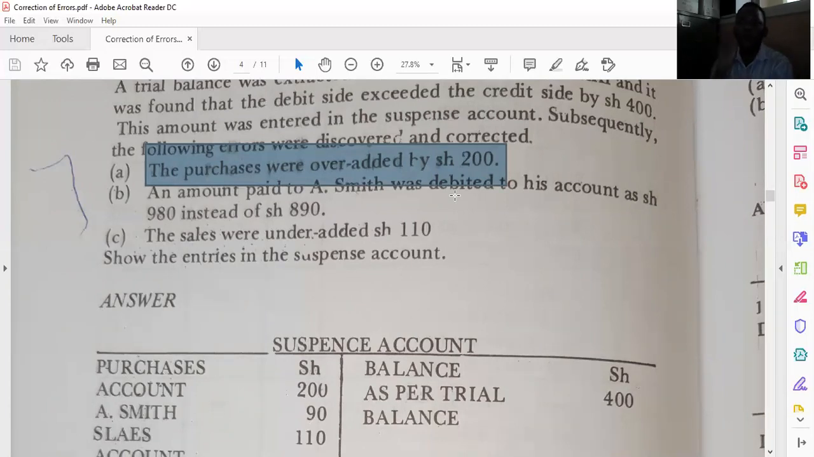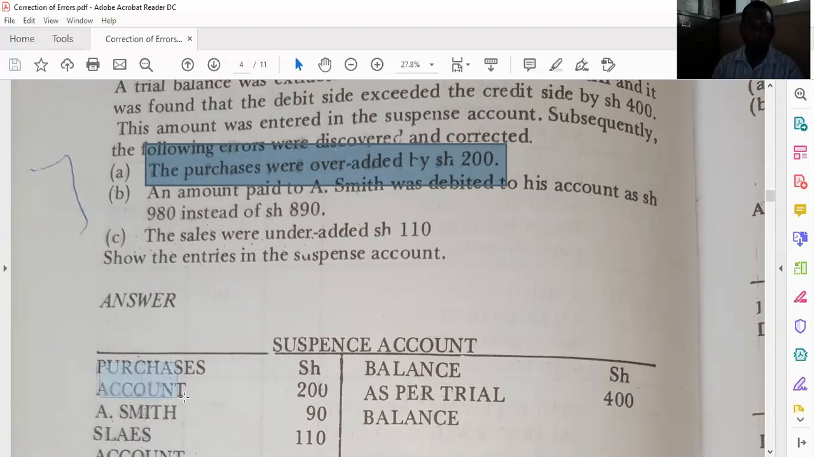So it means when we make a purchase, we're supposed to debit the purchases account. In this case, the purchases account was over-debited by 200 shillings. To correct for this, we credit the purchases account by 200 shillings, and then to fulfill the double entry, we debit the suspense account by the 200 shillings. And that is what you can see here.